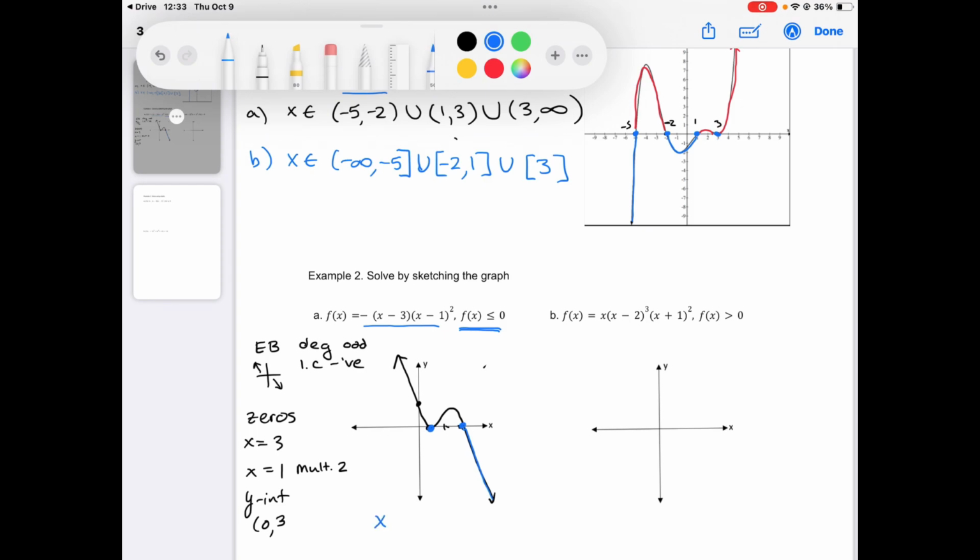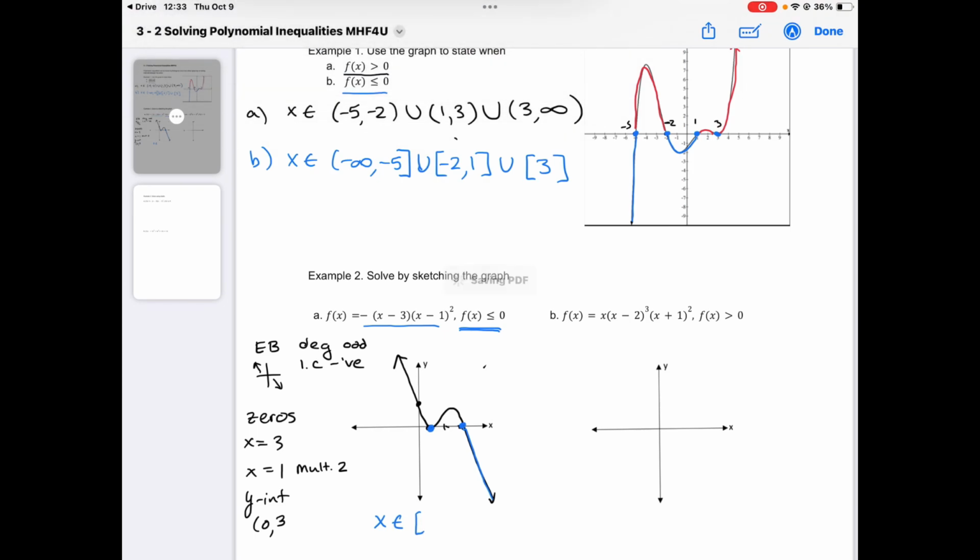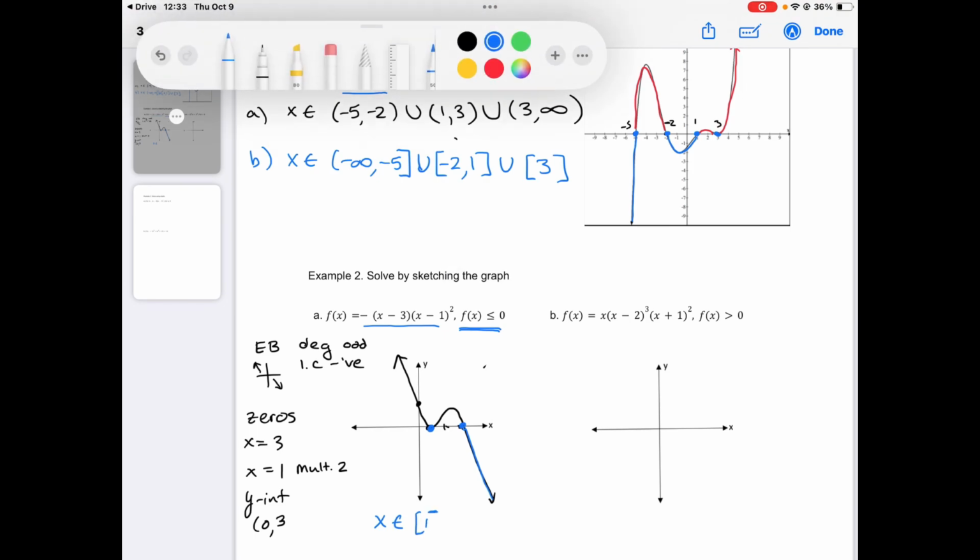And then I'm going to describe the solution in terms of x. So x is equal to 1, and it's also equal to all of the values that are 3 and more. All of those values satisfy the function being less than or equal to 0. Let's graph the second one.